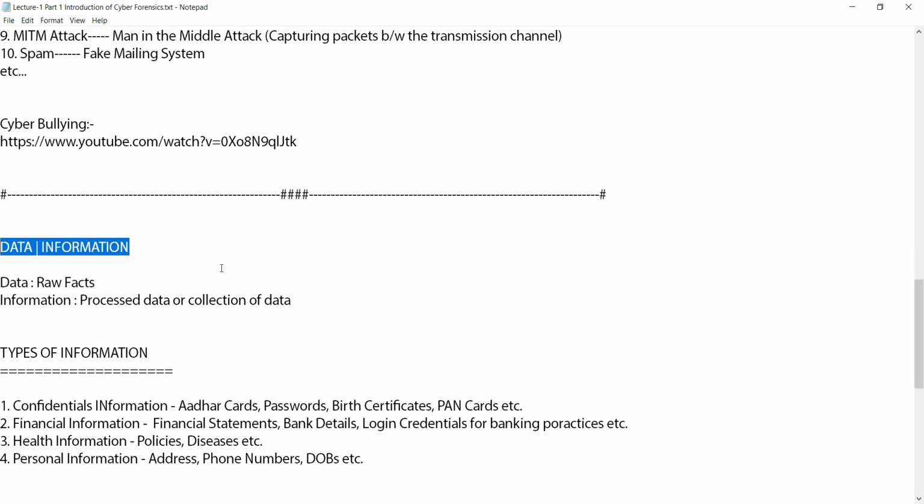The next thing is health information. Health information is a type of information in which cyber criminals want to gather information related to the health of that particular victim, like policies and diseases. So if the victim has taken any type of policy, we can gather what type of policies they have, what type of insurance they have. We need to gather details about the insurance, the diseases, what illness they have.